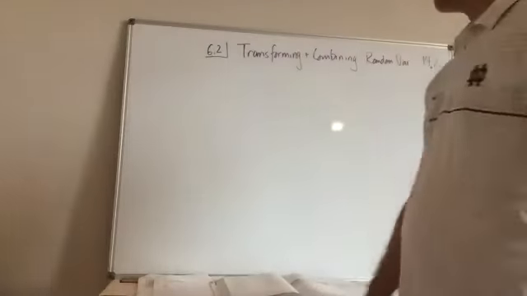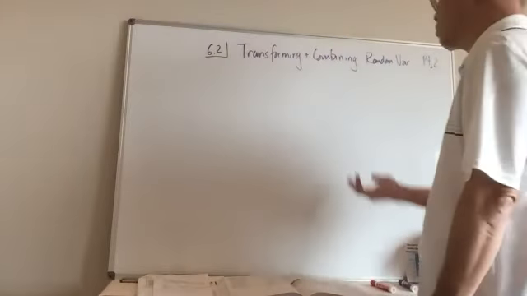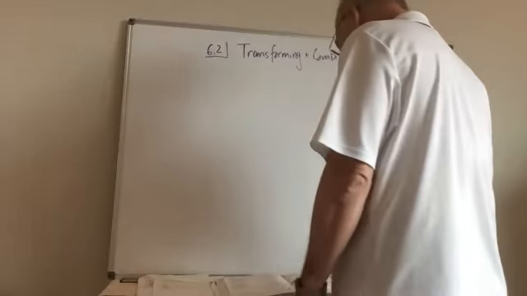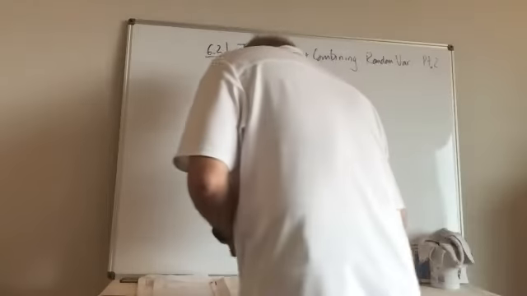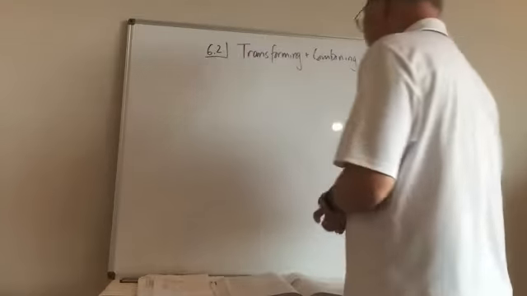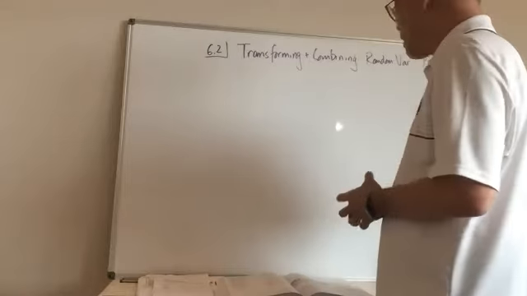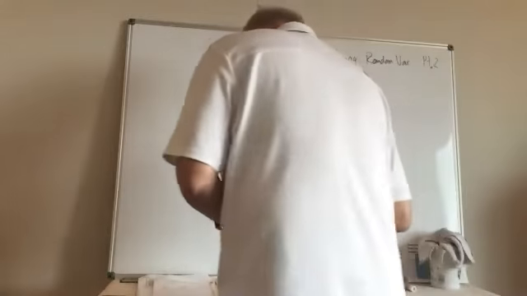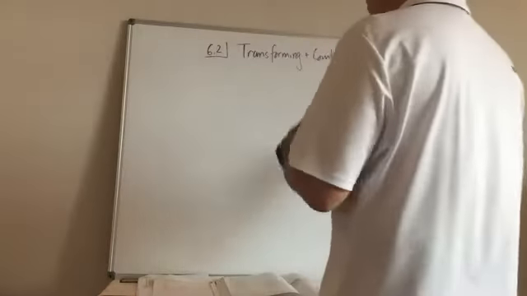Okay, let's go again, starting on the transforming. So we're going to do 6.2-2 today. 6.2-2 is the combining part of the transforming and combining of random variables. So, a little bit of review.